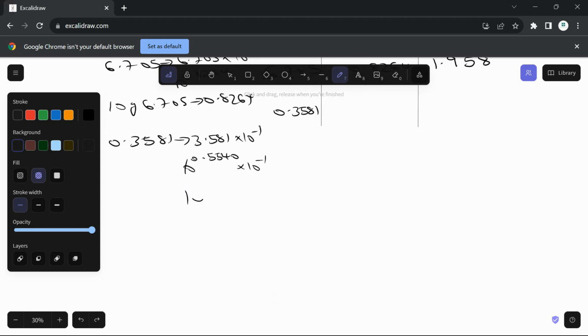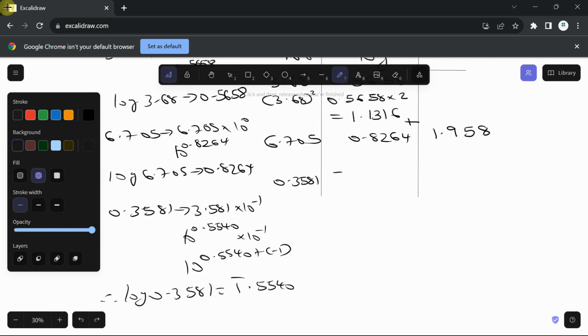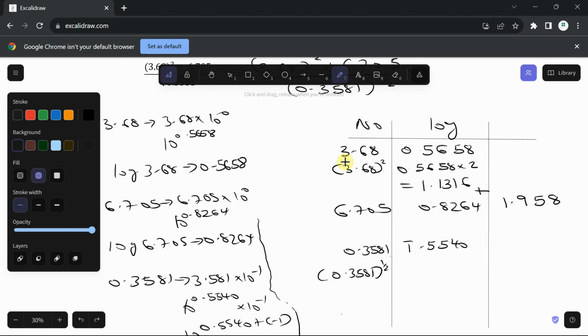If I had these two guys, that would be 10 raised to the power of 0.5540 plus minus 1. Remember what we said about finding the log of values less than 1. We don't add these two guys. So therefore, the log of 0.3581 is just 1.5540, which is bar 1.5540. So the next thing is to find 0.3581 raised to the power of 1 over 2.